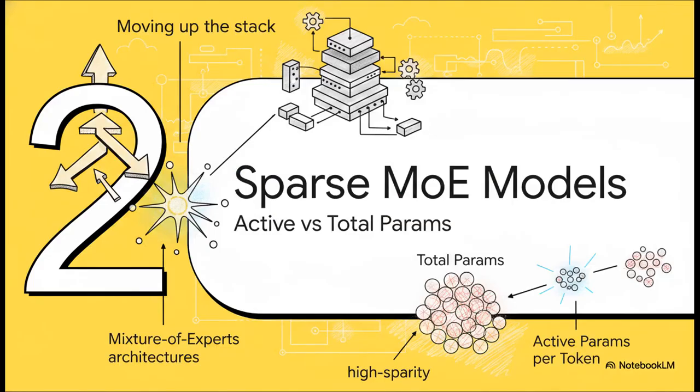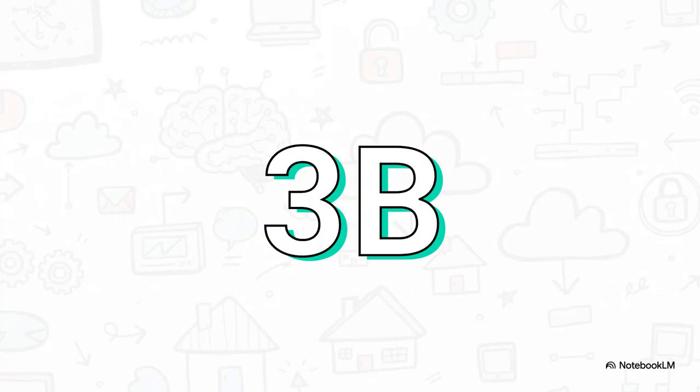Moving up the stack to Layer 2, architecture and sparse MoE models. This number brilliantly illustrates the MoE magic. Just 3 billion. That's the exact number of active parameters Alibaba's Qwen 3.6 35B A3B is using per token. Now, the model has 35 billion total parameters sitting right there on the disk, which gives it massive representational capacity and routing intelligence.